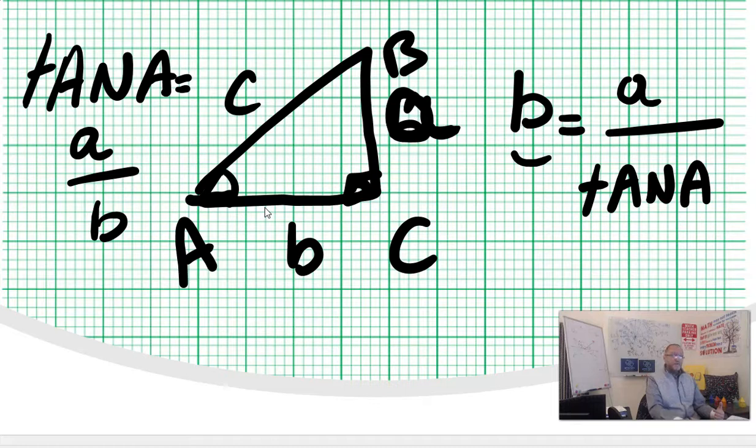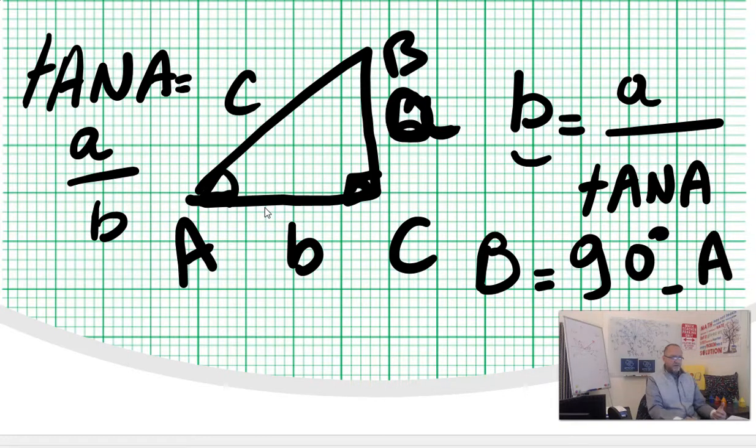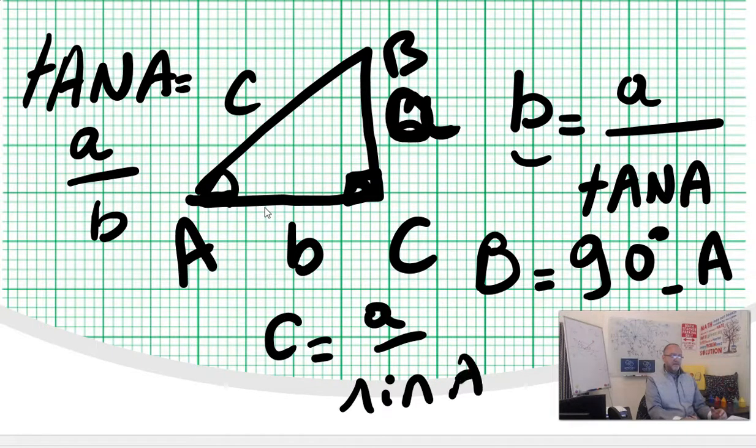Now, B as an angle is pretty easy to decipher. It's 90 degrees minus your A, because you know your A, and one of the angles is 90 degrees. You're not in an oblique triangle; you're in a very easy right triangle. And then C as a side: C equals A divided by sine A. Sine A equals the opposite, which is A, divided by the hypotenuse, so I can also figure out C, the hypotenuse.